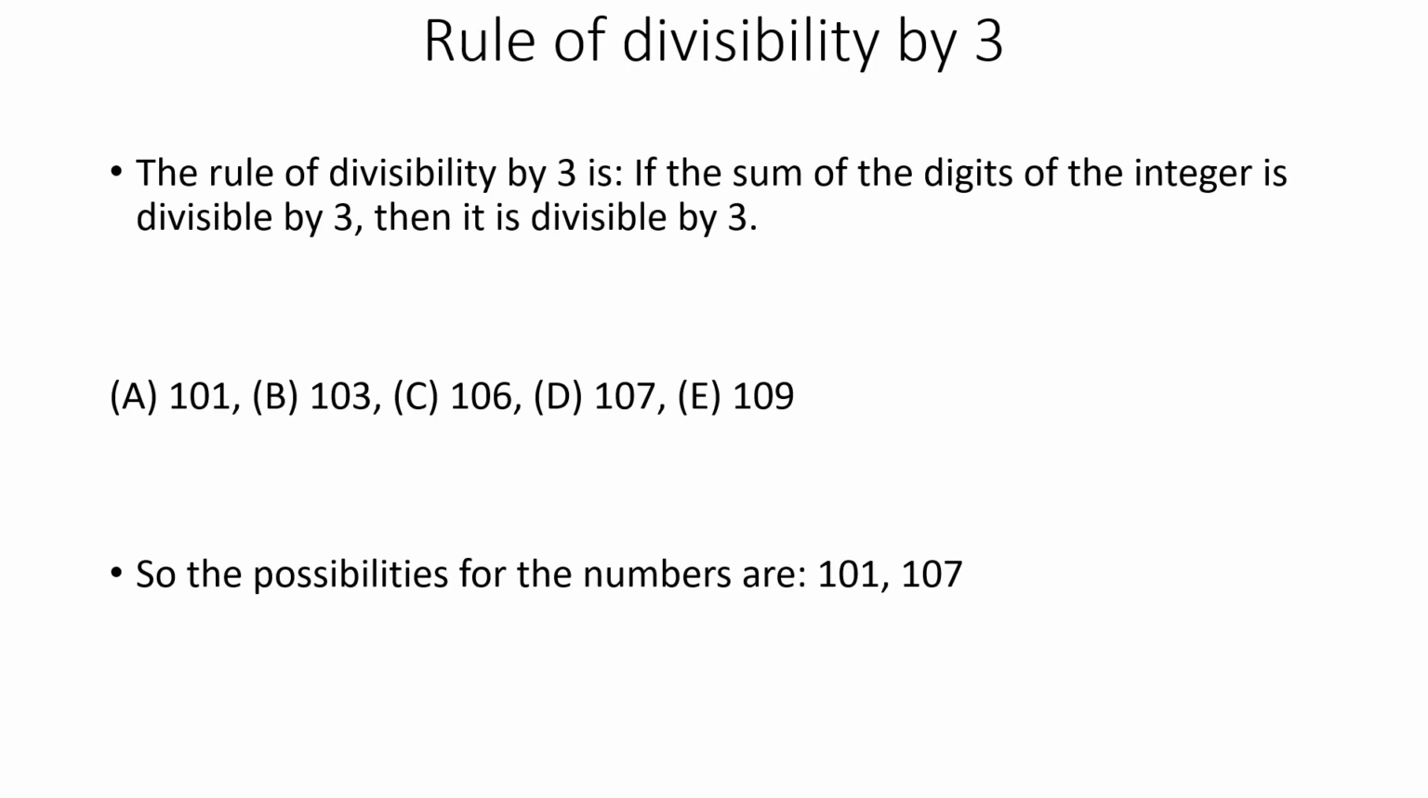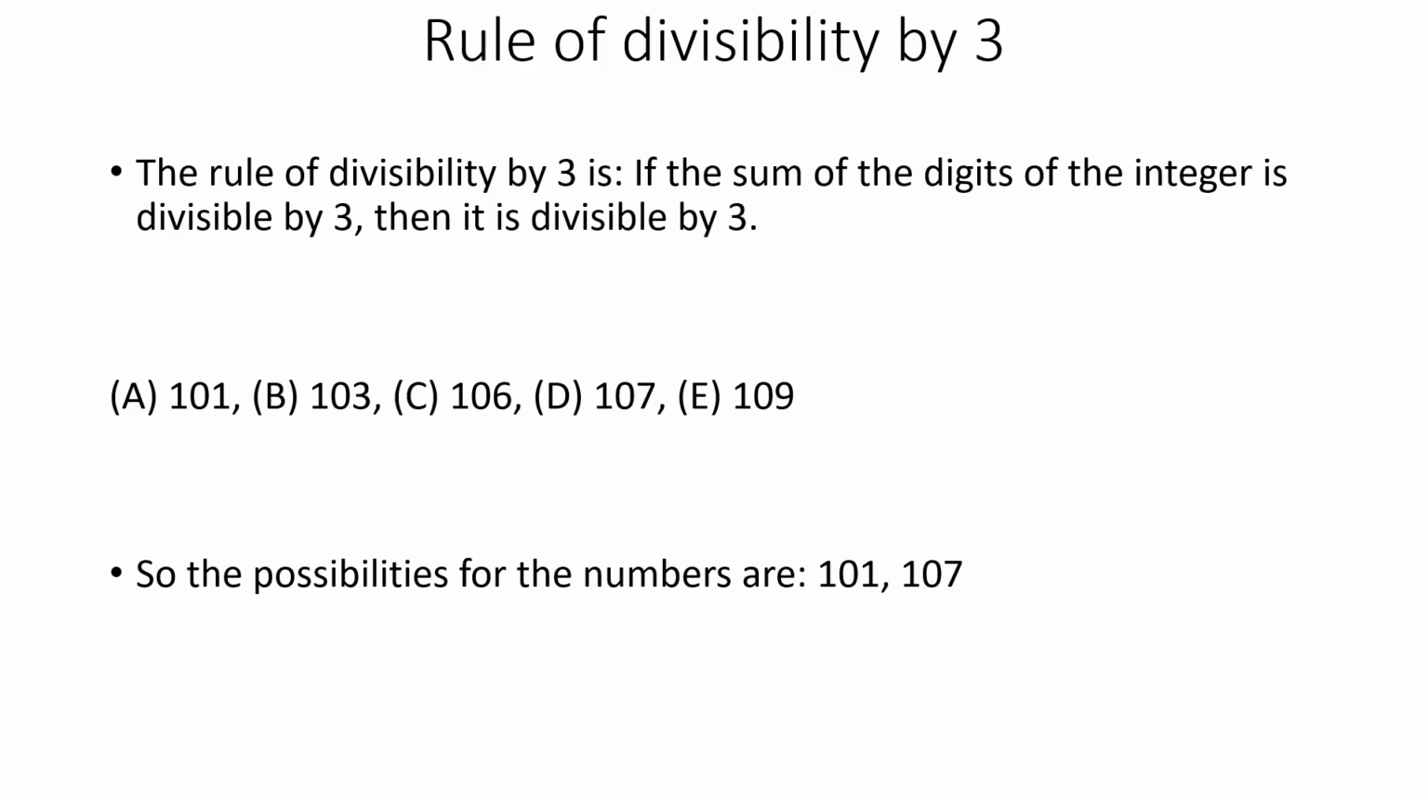First, we're going to need the rule of divisibility by 3. The rule states that if the sum of the digits of the integer is divisible by 3, then the integer itself is also divisible by 3. An example of this would be 27. When you add 2 plus 7, you get 9, a multiple of 3, which means 27 is also divisible by 3.